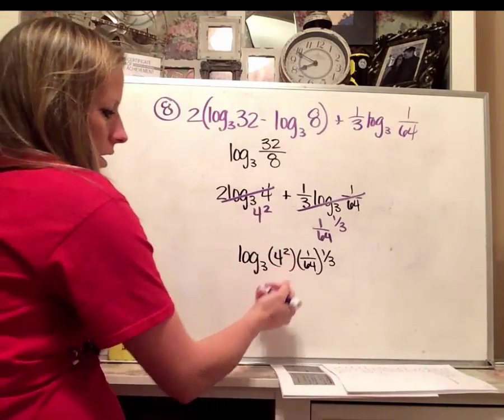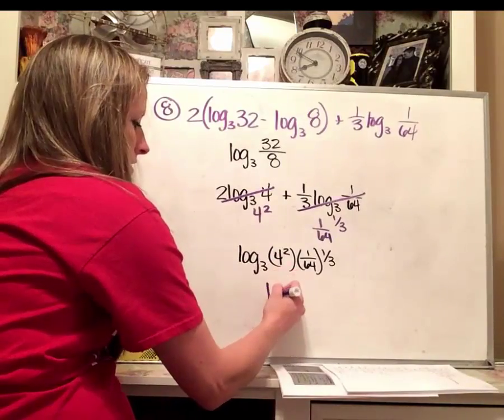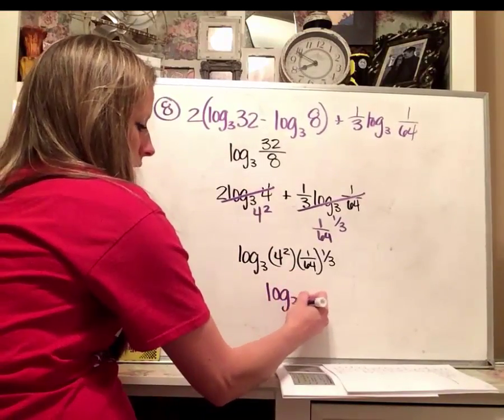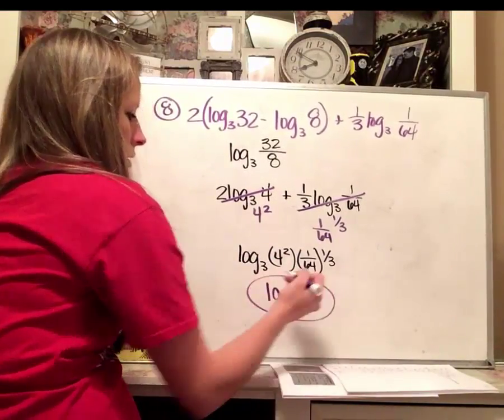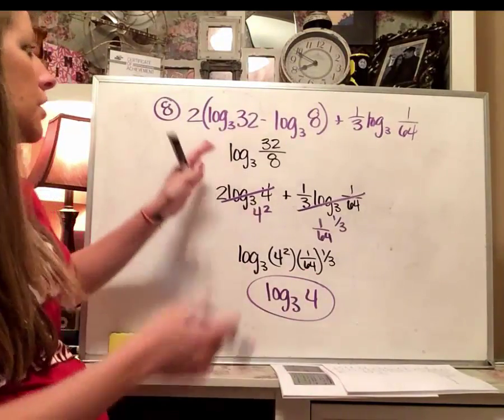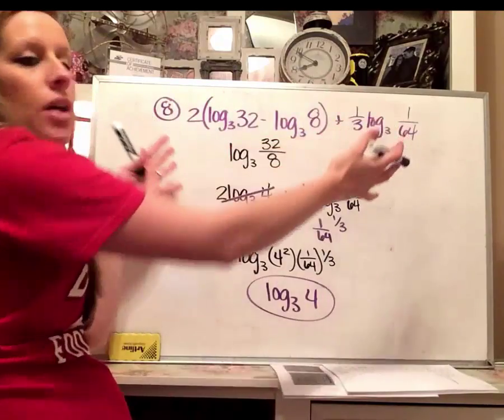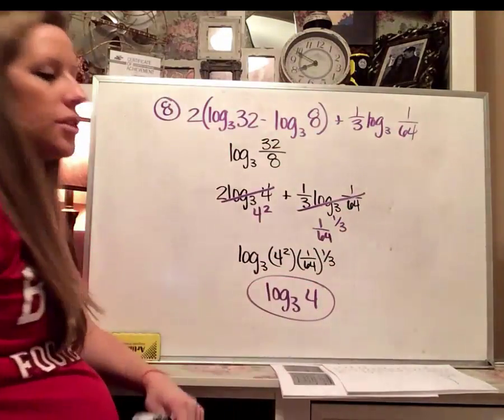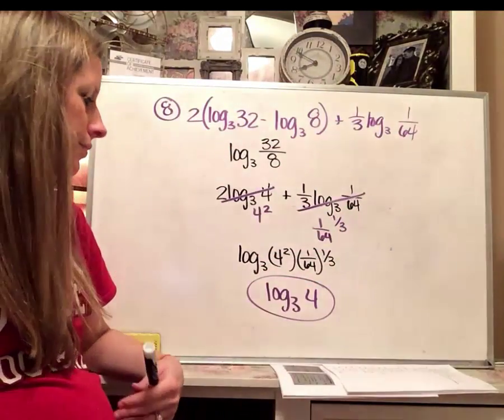Okay, and you should get 4. So my final answer is log base 3 of 4. So you can see we really condensed this one. Went from this big long expression and condensed it to log base 3 of 4.